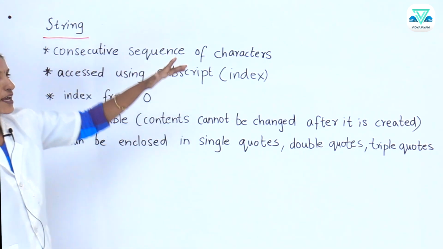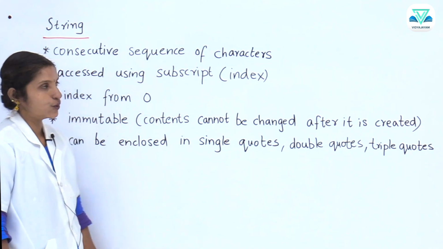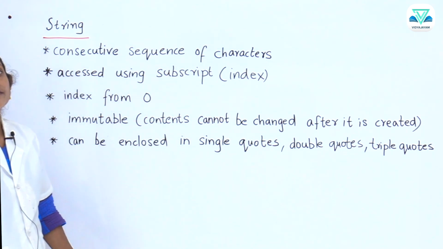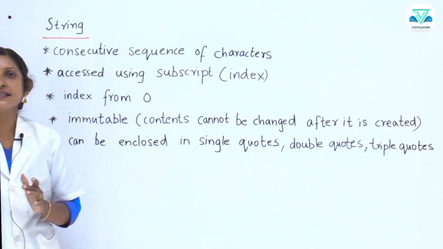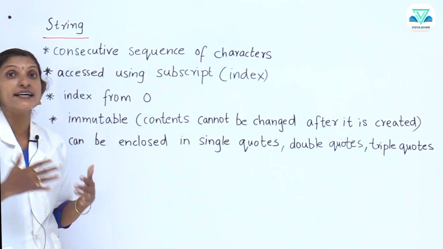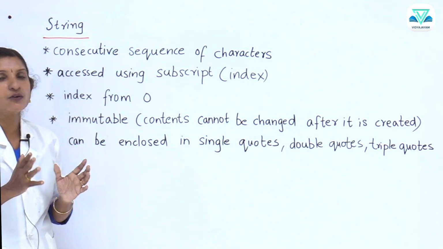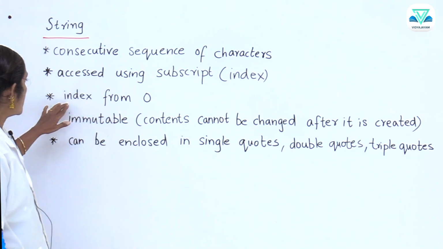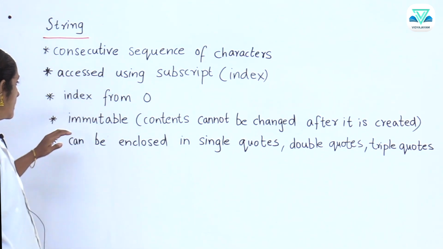A string is a consecutive sequence of characters, that is, we have a continuation of characters to be stored. It is accessed using a subscript or index. It is always written inside the memory space, where the memory is divided into as many places as there are characters. If a string has 5 letters, 5 different memory locations will be there, and in that particular memory space we are able to store these 5 characters. Index always starts from 0 onwards.